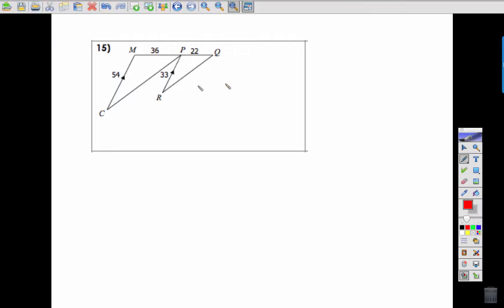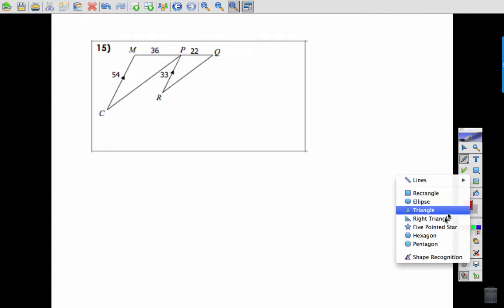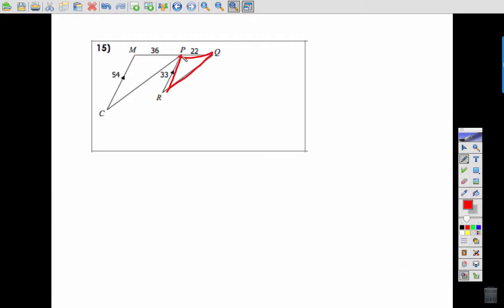And finally, let's look at this one. I really have two triangles here that I need to look at, right? I have PRQ or PQR. That's one triangle. Oops, how come that didn't work? Was trying to do the shape recognition. There we go. Now I have PQR. That's one triangle. And then if I use a different color, I would have MPC. That's my second triangle, right?